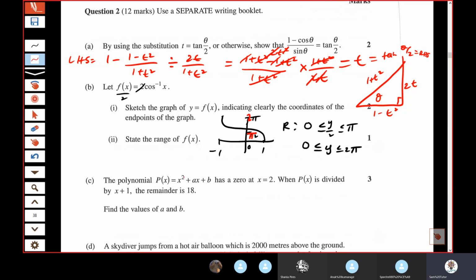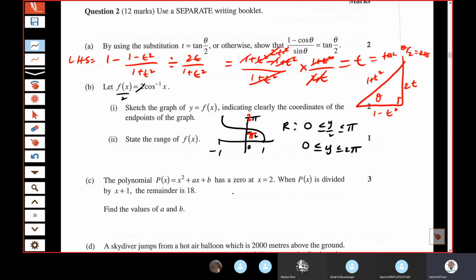And last one. Any questions from A and B? From anyone? Maybe I went too fast. No.